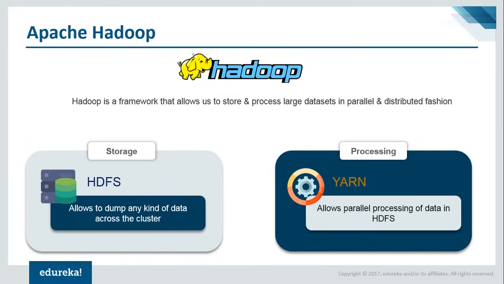Hadoop is a framework that allows us to store and process large data sets in a parallel and distributed fashion. For storage, Hadoop has HDFS. Within HDFS, you can dump any kind of data across the cluster, be it structured, semi-structured, or unstructured. HDFS can handle all kinds of data. You just dump it and it will be stored in a distributed manner across your cluster.